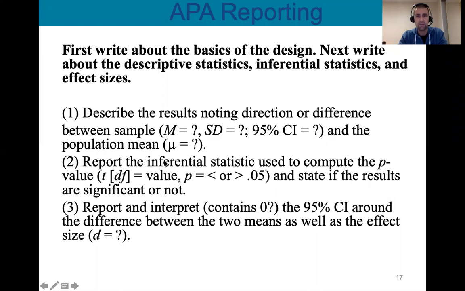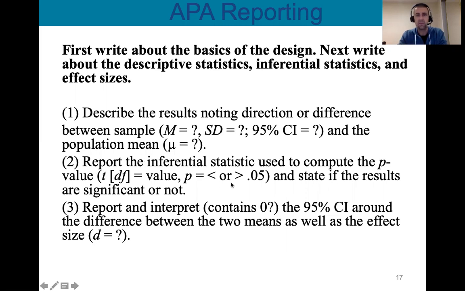I want to report the inferential statistic that I actually used. Last week we used a single sample Z test. This week we'll be using a single sample T test, that we use to compute the p-value. If I know the exact p-value, which I'll get if I do that horrible formula, use a statistical calculator or Jamovi, then I can report it.